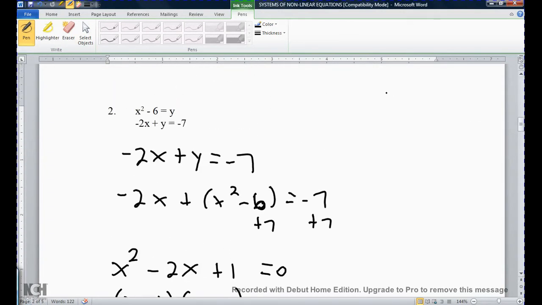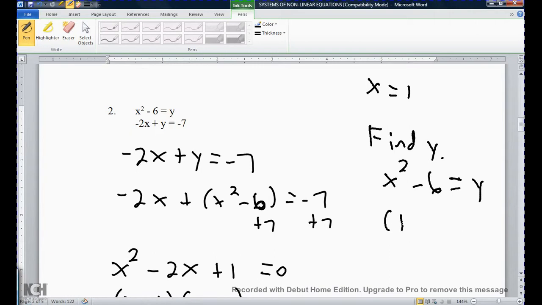So I'm going to go back up here. I'm going to write down x equals 1 so we can look at it. And now I need to find y. To do so, I can use either equation. I'm going to use the first one because it's actually a little bit easier to find my y. So I'm going to take the 1 and replace it for the x because that's what we found it to be.